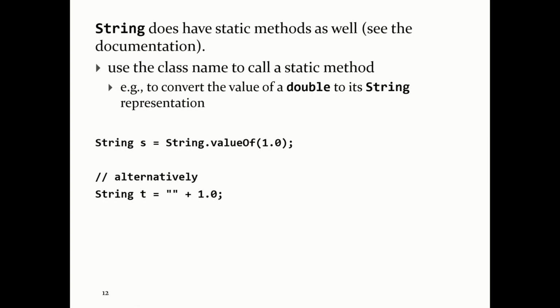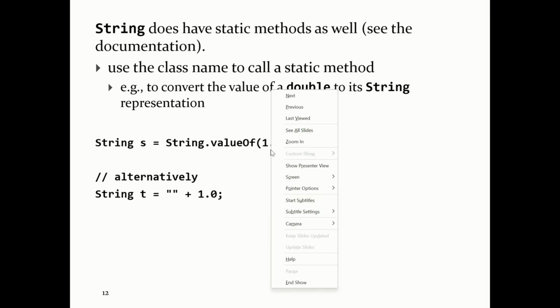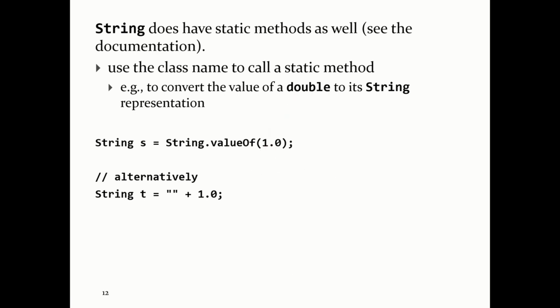Okay, string has static methods as well. If you want to call a static method in the string class, then you just call it using the name String. So there's this method called valueOf in the string class, which is static. valueOf, in this case, accepts a double value, in this case 1.0, and returns the string that corresponds to the double value 1.0. So in other words, this returns the string, double quotes, 1.0, probably.